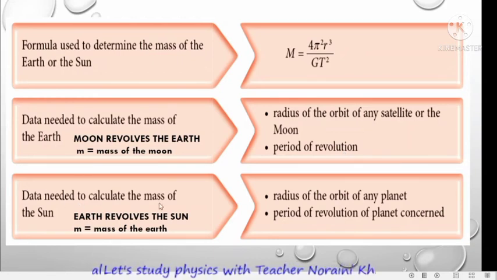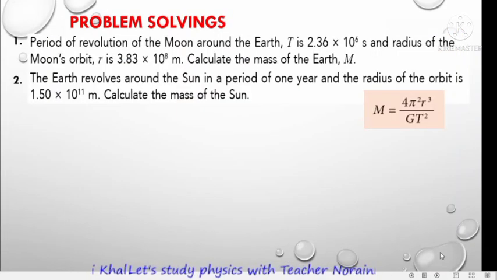To calculate the mass of the Sun, we can consider the case of the Earth revolving around the Sun, so the small m becomes the mass of the Earth. The data needed are the radius of the orbit of the planet and the period of revolution of the planet concerned. So it depends on the case that you discuss. For example, a problem: the period of revolution of the moon around the Earth is given in seconds, and the radius of the moon's orbit r is given. Calculate the mass of the Earth M.